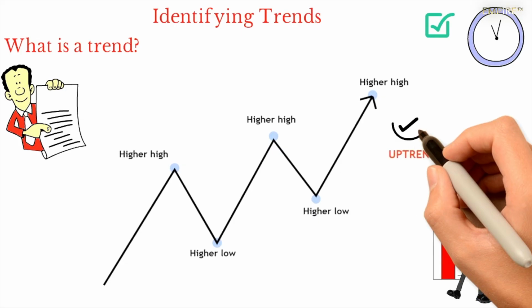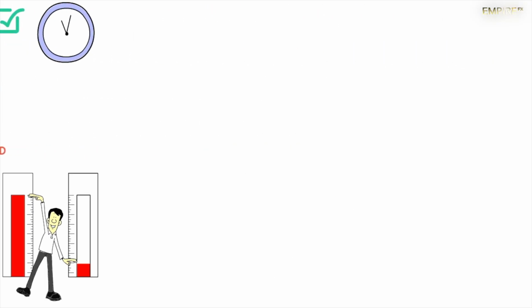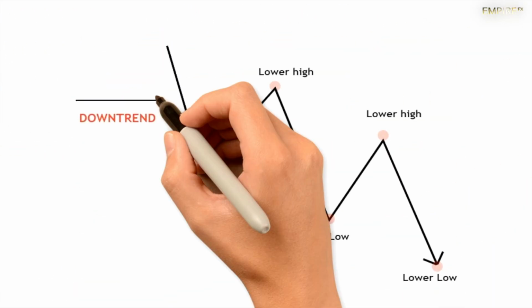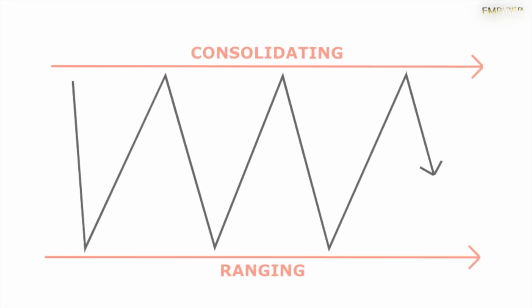This is an uptrend market, making higher highs and higher lows. This is a downtrend market, making lower lows and lower highs. This is a ranging market. Price action is moving sideways. This is when price action is consolidating, or there is a lot of indecision in the market about which way the next move will be.